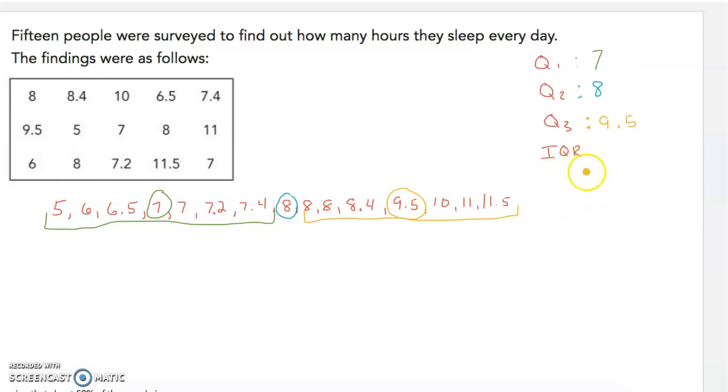Now to find the IQR, remember we do Q3 minus Q1. So in this case we're doing 9.5 minus 7, which is 2.5. So the IQR is 2.5.